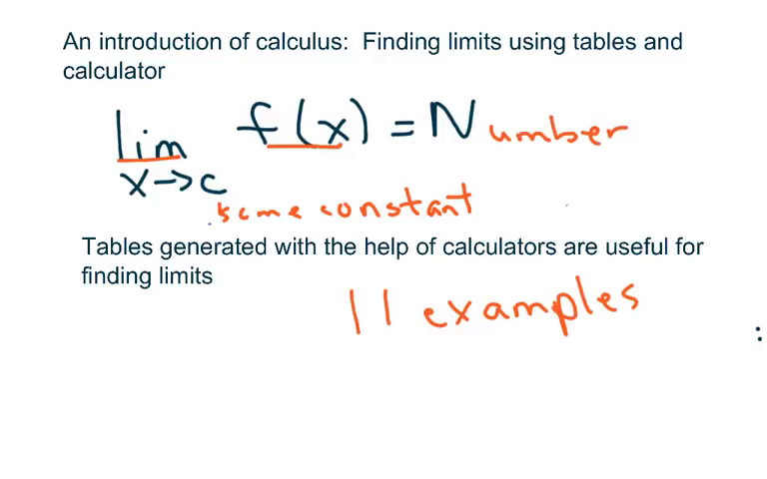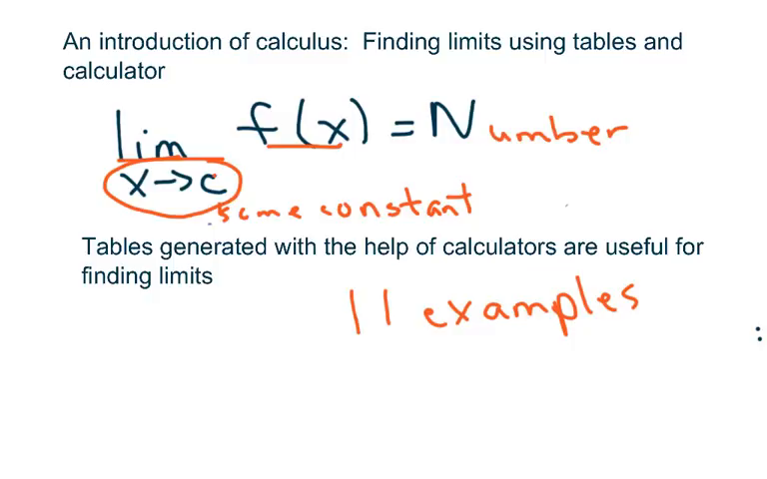All right? F is the function defined on some open interval containing the number c. The function does not have to be defined at c. Another way to describe it is as x gets closer and closer to c, as x approaches c but remains unequal to c, the corresponding value of the function f of x gets closer to n, the number.